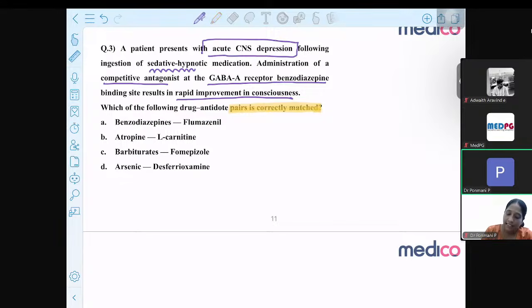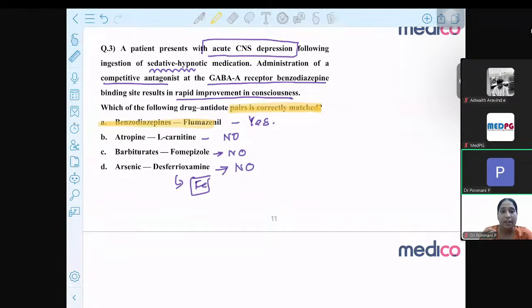Benzodiazepines and flumazenil, is it correctly matched? Yes, it is right. Atropine and L-carnitine: what is the antidote of atropine? We saw it is an acetylcholinesterase inhibitor, which is physostigmine. So the answer is no. Barbiturates, is it fomepizole? No. Fomepizole is for which poisoning? It is for alcohol, right? And arsenic and deferoxamine, is it right? For arsenic, what do we give? Deferoxamine is for iron poisoning. So this is also no. So which pair is correctly matched? It is option A, which is benzodiazepines and flumazenil.